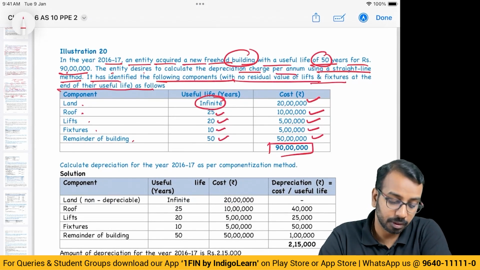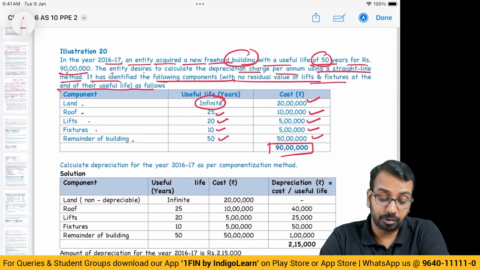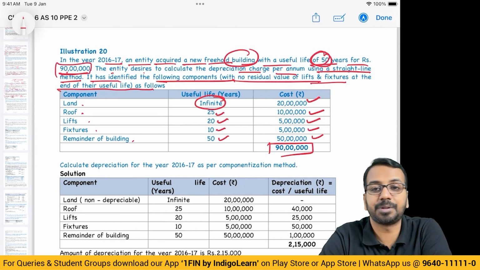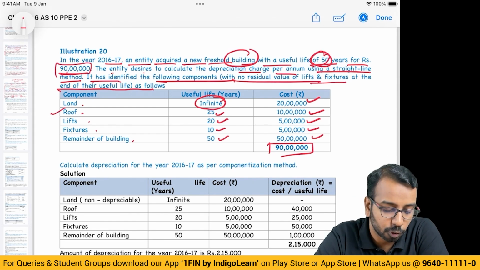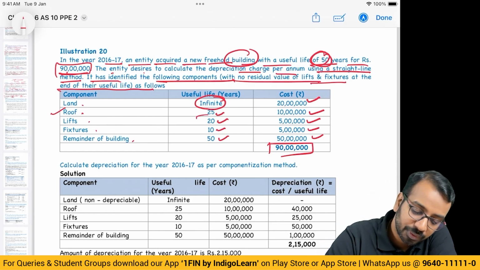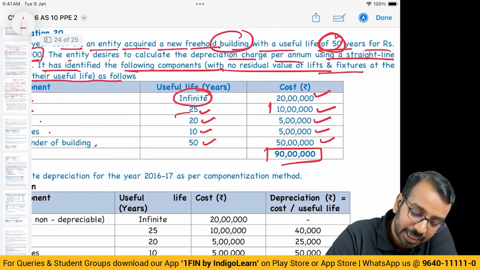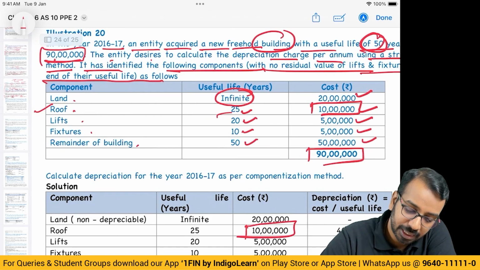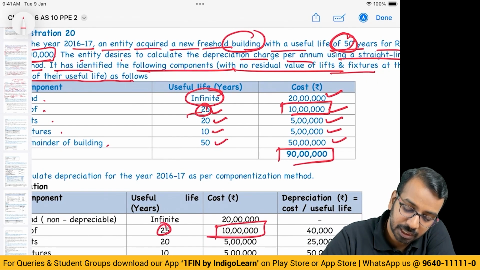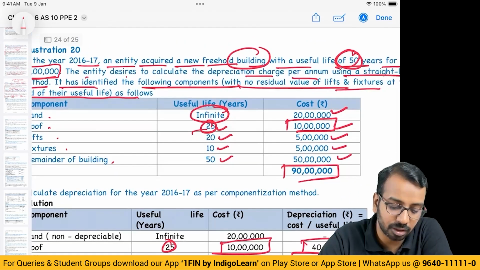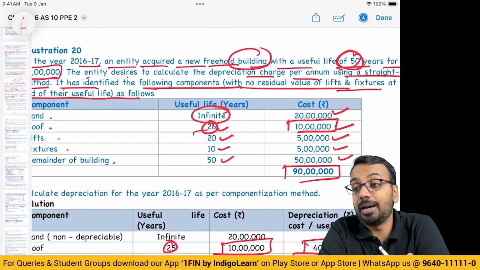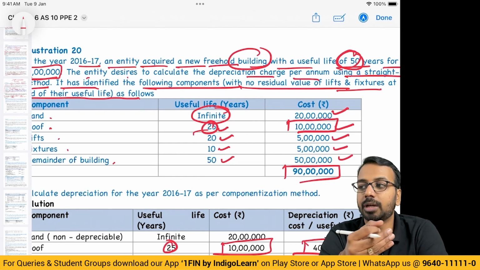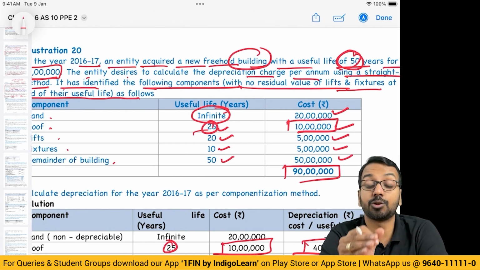Now, once you have identified these components, we cannot say that this entire 90 lakhs will be divided by 50 and we will charge depreciation, because the roof you have to replace after 25 years. So what we will do? This 10 lakhs divided by the useful life of 25 years, we get 40,000 of depreciation. Residual value they have not given. If they have given residual value, you have to calculate for each one separately.